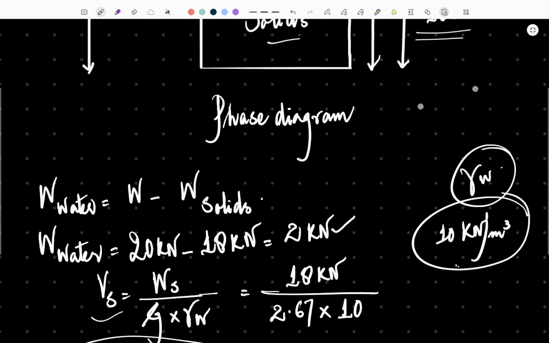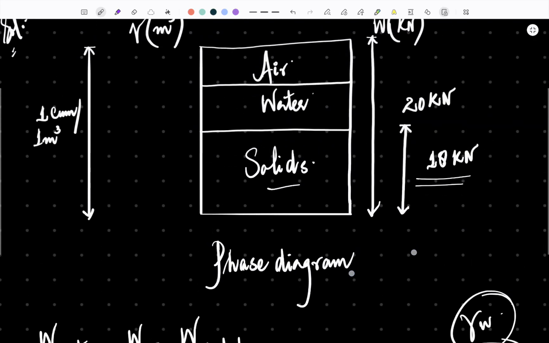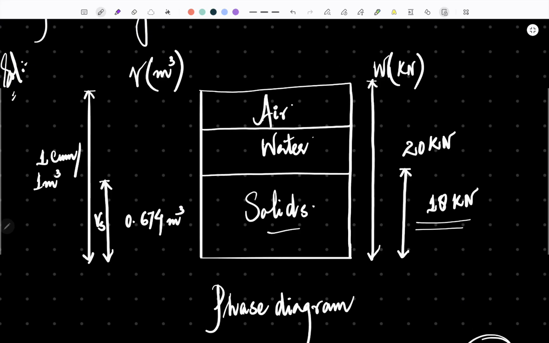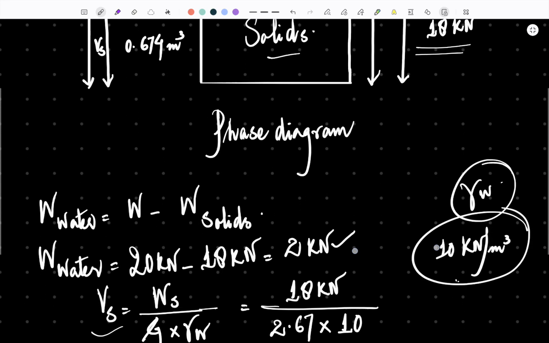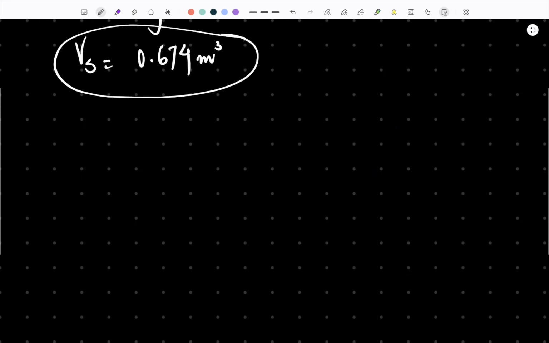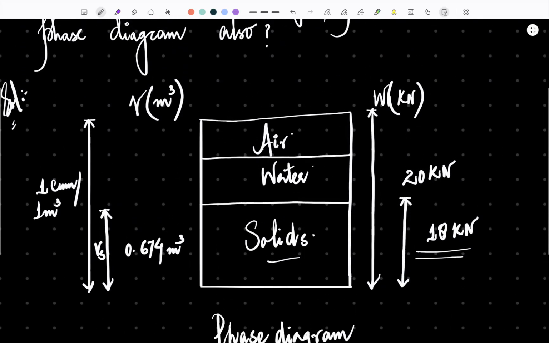Volume of solids, how much? 0.674 cubic meter. All right, we have represented the same thing onto the phase diagram. Moving on, we have the total volume. How much? 1 cubic meter.